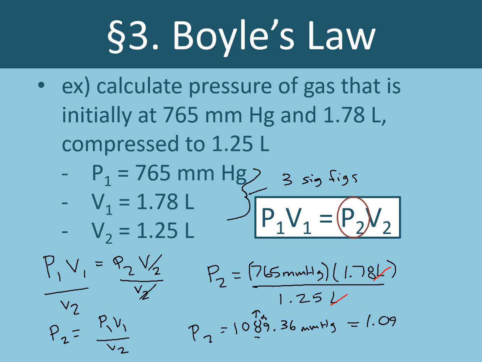In scientific notation, our answer would be 1.09 times 10 to the 3rd millimeters of mercury. And that is our final answer.